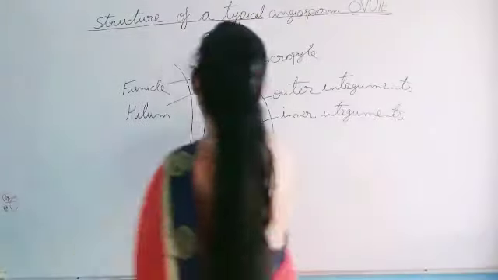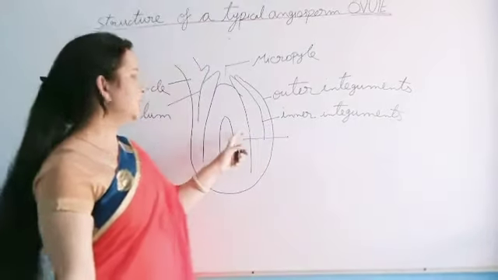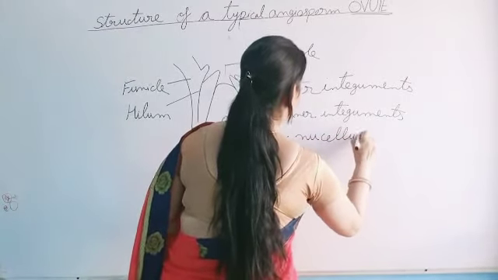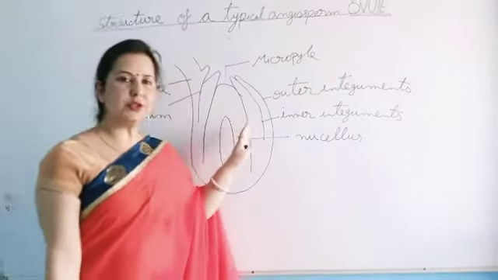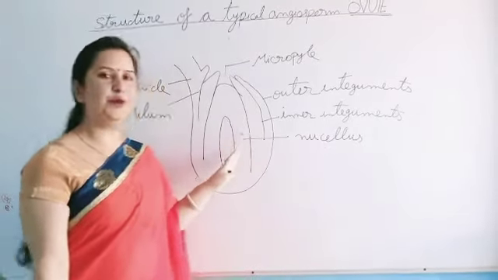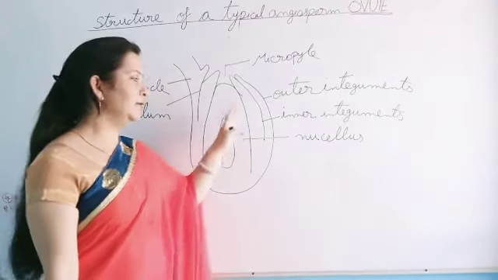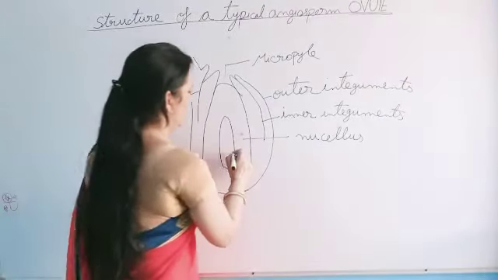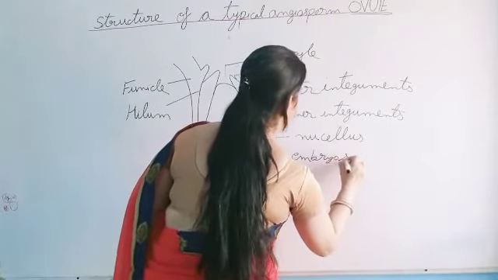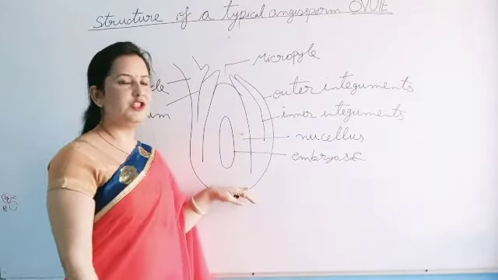And in the mid section there is a mass of cells. This is called the nucellus. Nucellus provides the nutrition to the ovule, to the embryo sac. At the mid section of the ovule is present the embryo sac. And the basal part of the ovule is called the chalaza.